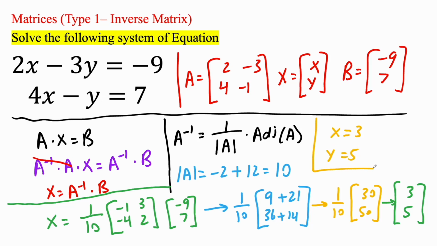And we can always check like normal. 2 times 3 is 6. -3 times 5 is -15. 6 minus 15 is -9. That's correct. Likewise, 4 times 3 is 12. 12 minus 5 is 7. That's correct.